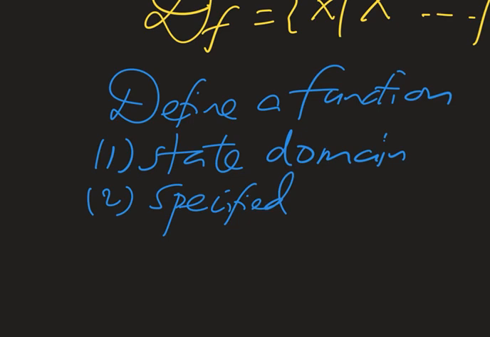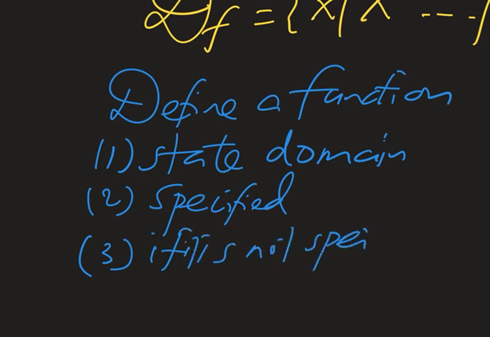Domain normally is easy to get. If the domain of a function is not specified, then it is usually assumed that the domain of the function is the largest possible value.